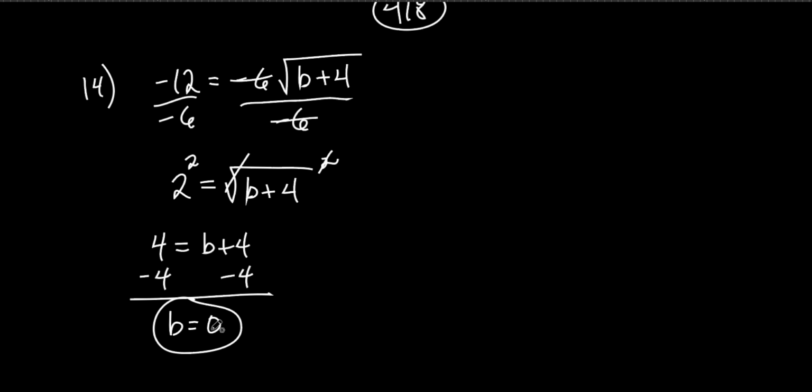That's it. Let's check it, see if it works. Stick a 0 in there. 0 plus 4 is 4. What's the square root of 4? It's 2. What's 2 times negative 6? It's negative 12. It works. All right. So that's kind of cool. It's pretty much it.